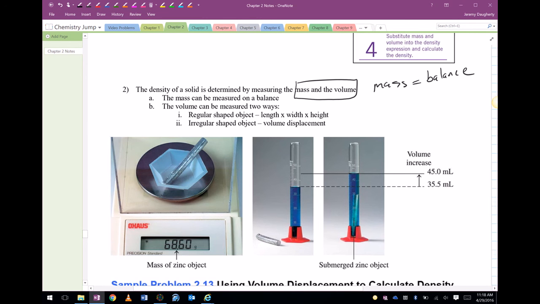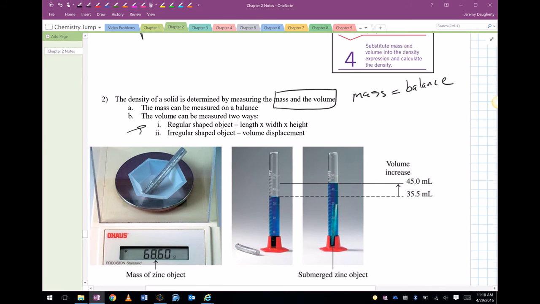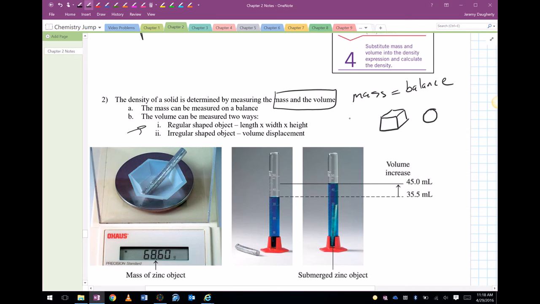If you have a regularly shaped object, let's say a cube, basically if there's a name for that object, it's regularly shaped. There's a cube, there's a sphere, there's a rod. Anything that's a regularly shaped object, you can calculate the volume. If it's an irregularly shaped object, you have to use what's called volume displacement.